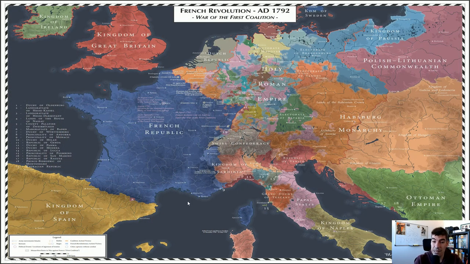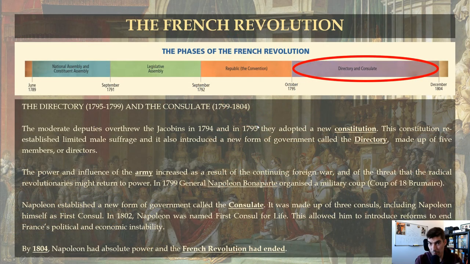And this is the political map of Europe in this year 1792. The new proclaimed French Republic was at war with Great Britain, Spain, Prussia and Austria, and also more of these smaller countries, okay? All Europe was fighting the revolution.